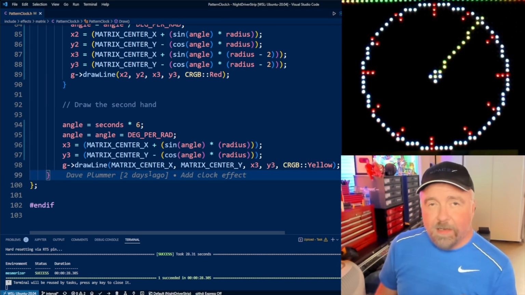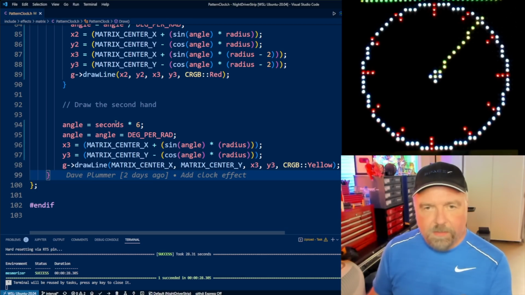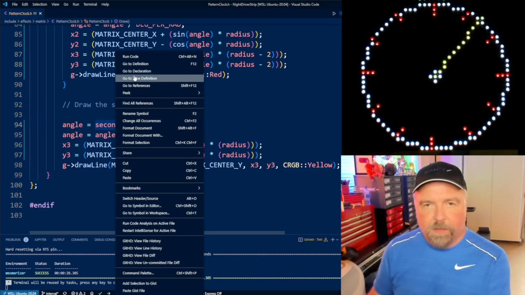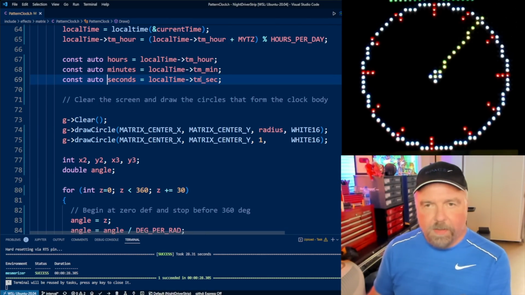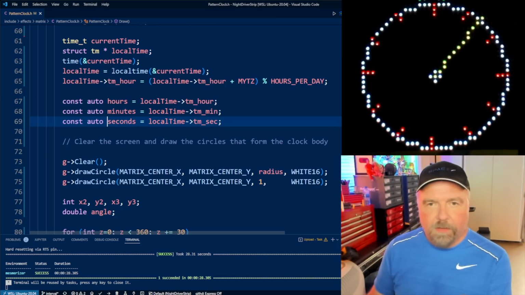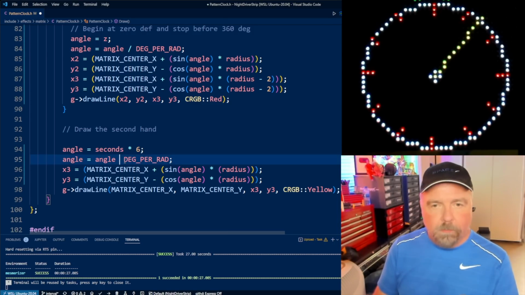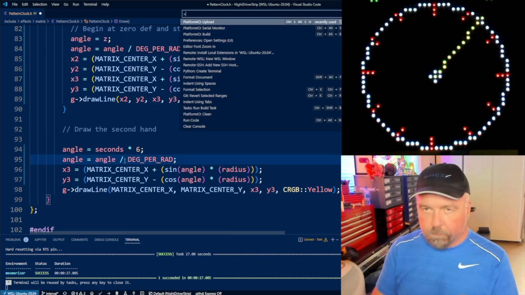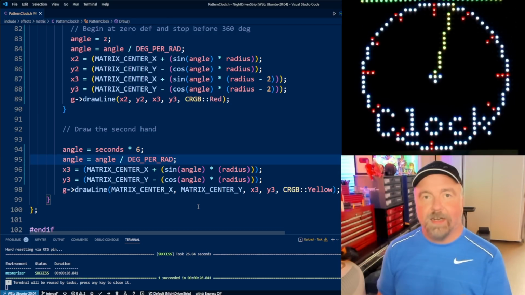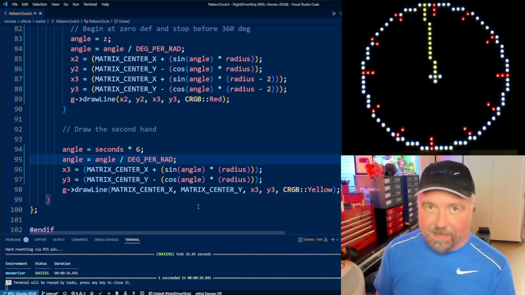Well, we've got a clock and we've got a second hand, but it's not moving. I wonder why that is. Seconds times 6. Seconds is TM seconds. And TM seconds is from local time, and local time is pulled from the current time. It's alive. We've got a ticking second hand now.